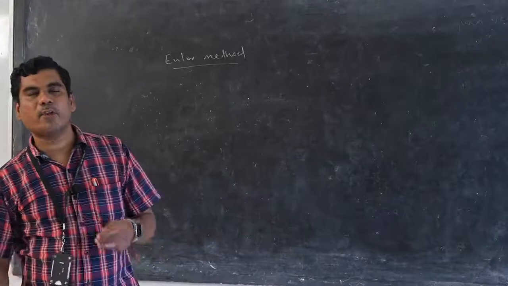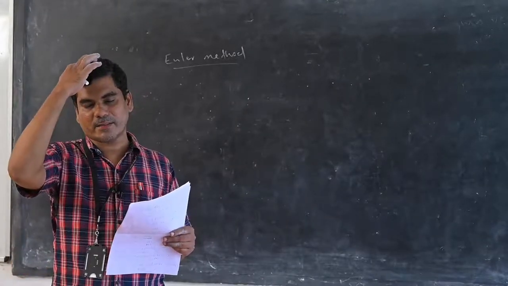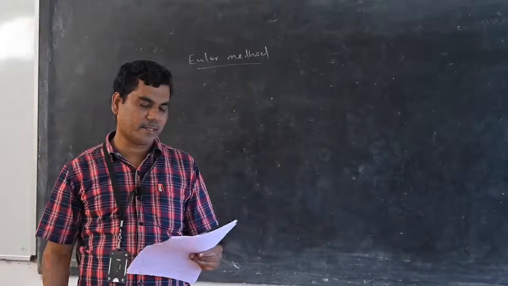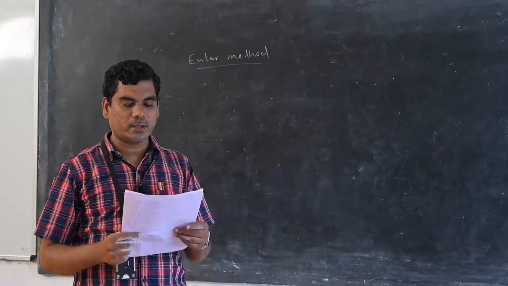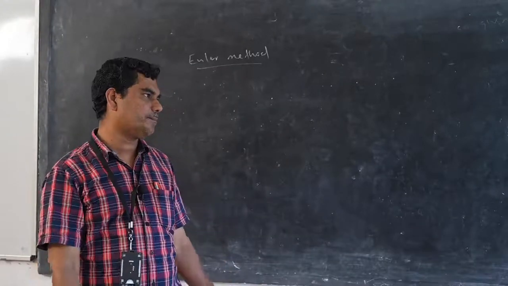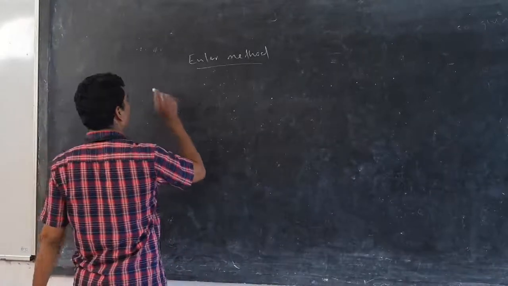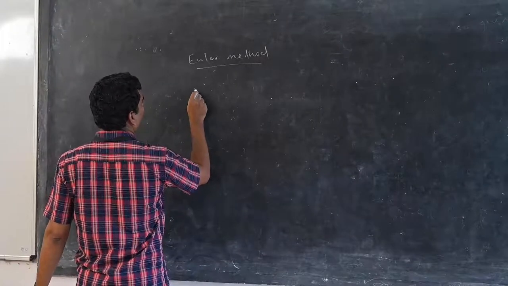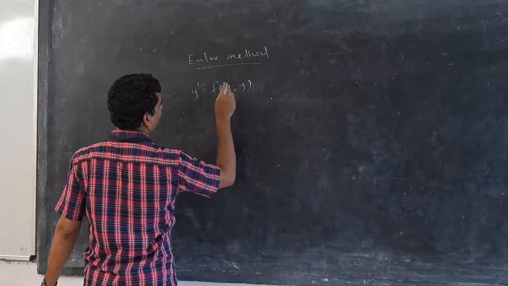ഫസ്റ്റ് ഓർഡർ ഇനീഷ്യൽ വാല്യൂ പ്രോബ്ലത്തിന് അപ്രോക്സിമേറ്റ് സൊല്യൂഷൻ കാണുന്ന ഒരു മെത്തേഡ്. നേരത്തെ പിക്കാർഡ് സൈട്രേഷൻ മെത്തേഡ് നമ്മൾ പഠിച്ചു കഴിഞ്ഞു. ഇനി നെക്സ്റ്റ് മെത്തേഡ് ഈസ് ഓയിലർ മെത്തേഡ്. സോ കൺസിഡർ ദ ഇനീഷ്യൽ വാല്യൂ പ്രോബ്ലം. കൺസിഡർ ഫസ്റ്റ് ഓർഡർ ഇനീഷ്യൽ വാല്യൂ പ്രോബ്ലം, y derivative is equal to f of x, y.